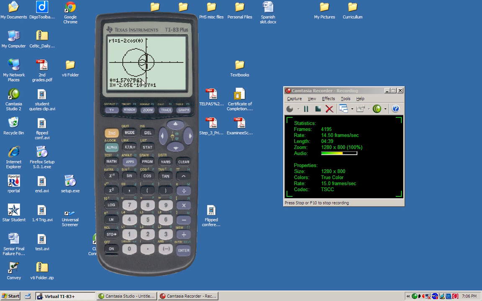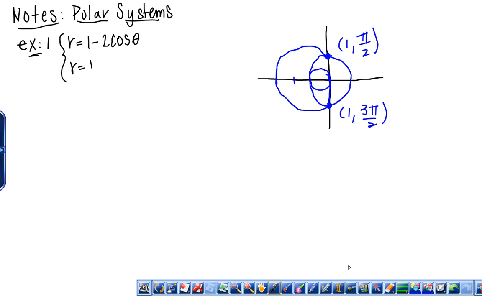This is 1.57. Now that's pi over 2. You may not know that, but since we know straight up is pi over 2 and straight down is 3 pi over 2, that makes it really easy. If it was something other than that, I'm not sure I would know it, but I wanted to let you know that there is no intersection button when you're in polar coordinates. Okay, so this is the graphing mode.